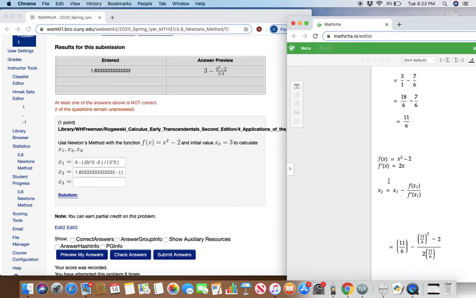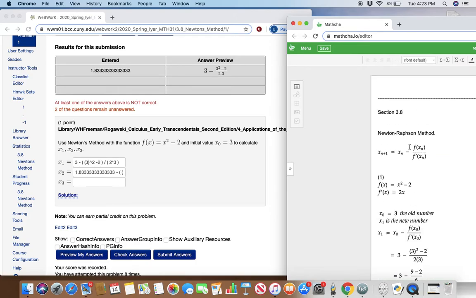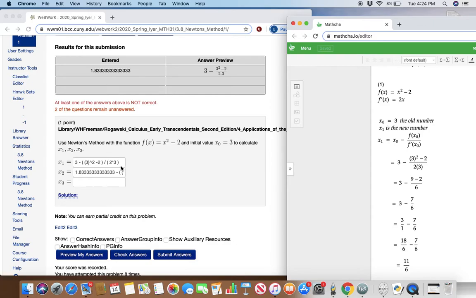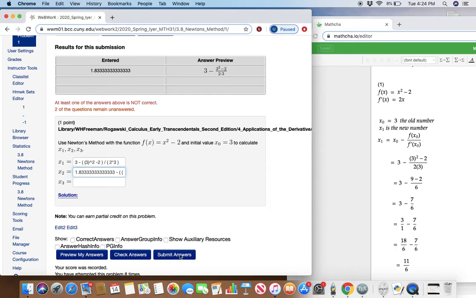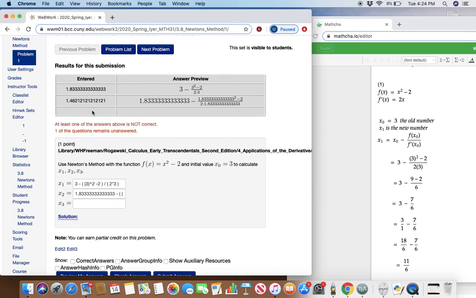Now x1 is the old number, and x2 is the new number. So I'll get x2 by plugging in x1 in the same expression as before. I have the same expression as before, but now I'm using the x1 value here. Submit it. Okay, I got a certain number.